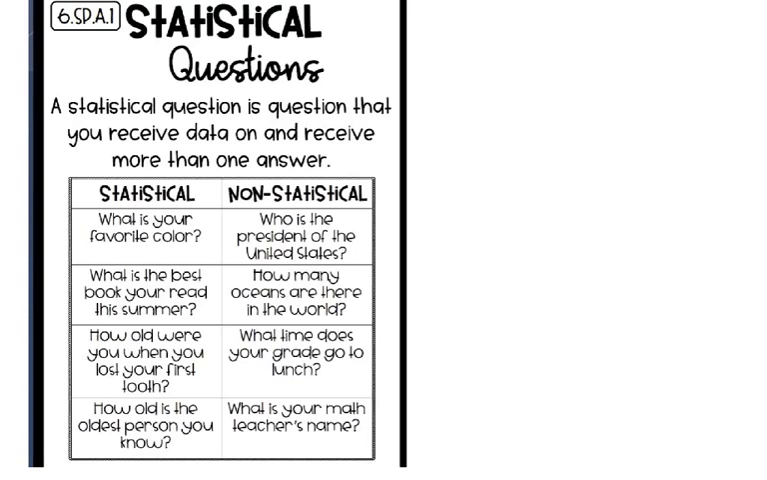So this is a little anchor chart that kind of explains it. A statistical question is a question you receive data on and has more than one answer. Okay, so if we were in class and I went around and I asked everybody, what is your favorite color? We would get multiple different answers, right? Like my favorite color is blue, where someone else's favorite color might be red or purple or green, so there are many different possible answers to that question.